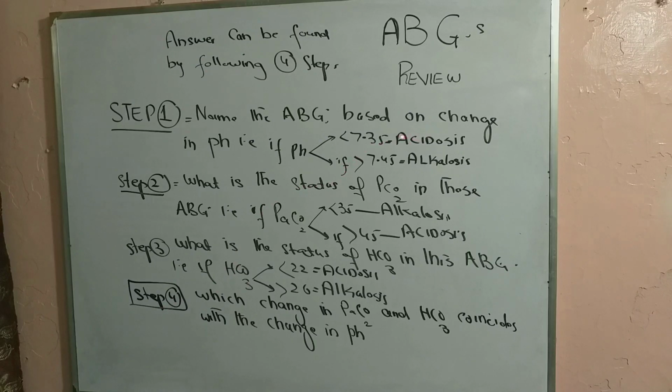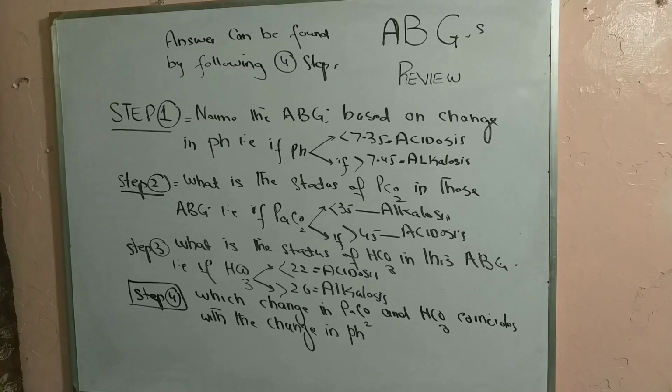After we have known what the pH is telling, what the PCO2 is telling, and what the bicarbonate is telling, we are to compare the change in the pH with the change in the partial pressure of carbon dioxide and the change caused by the bicarbonate. Whichever coincides with the change in the pH will be the primary problem, and the other component of the ABGs will behave as a compensatory.